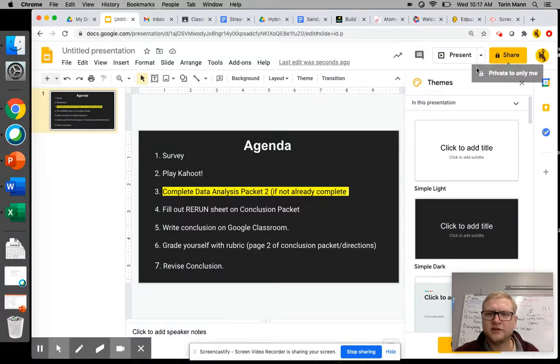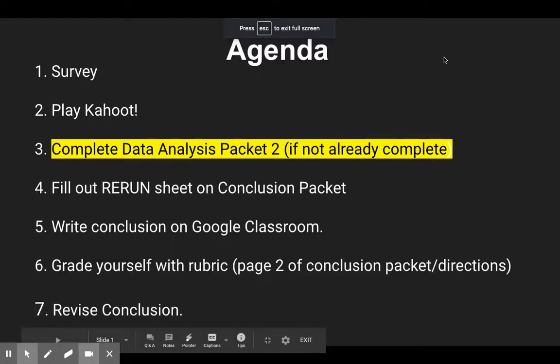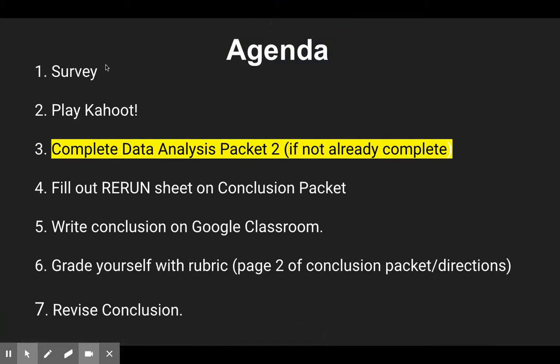Okay, class. So here are the directions for today. What's really important, our agenda for today. Number one, take the survey like every other day. Number two, play the Kahoot game. The Kahoot game is just a review of the scientific method. You've played this one before.